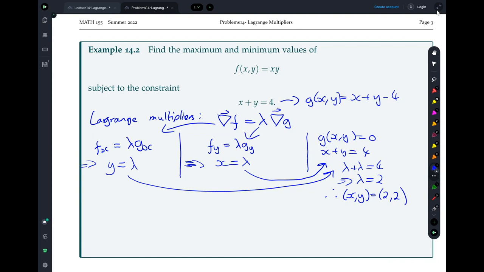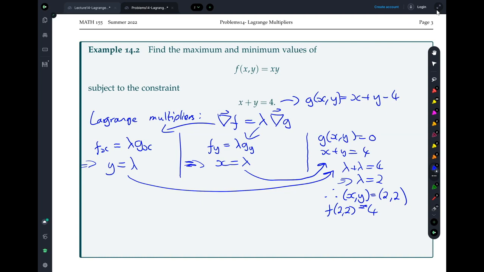Now all we need to do is substitute this back into our function f. So we substitute 2, 2 back into the function up here, xy, and we get f of 2, 2 is equal to 4. Okay, so we've got this far. How do we know whether this is a maximum or a minimum?